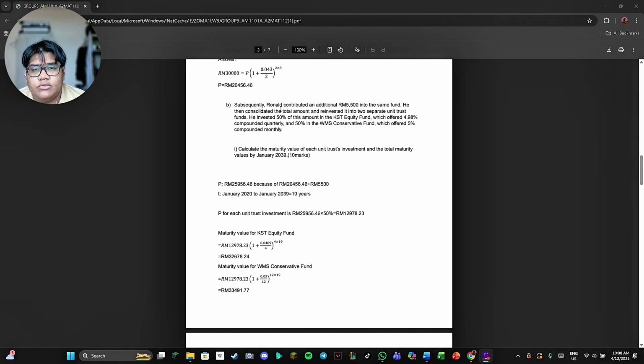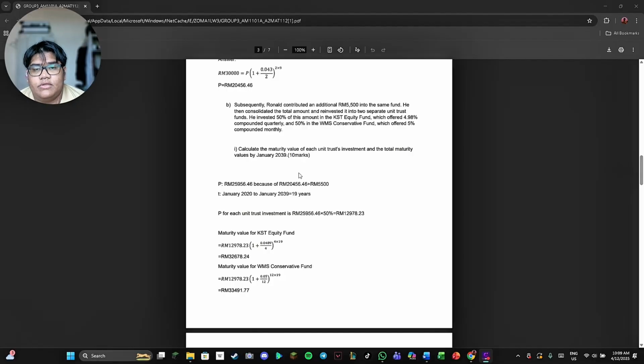B. Subsequently, Rana contributed an additional 5,500 ringgit into the same fund. He then consolidated the total amount and reinvested it into two separate unit trust funds. He invested 50% of this amount in the KSD Equity Fund, which offers 4.98% compounded quarterly, and 50% in the WMS Conservative Fund, which offers 5% compounded monthly. B1. Calculate the maturity value of each unit trust investment and the total maturity value by January 2039.